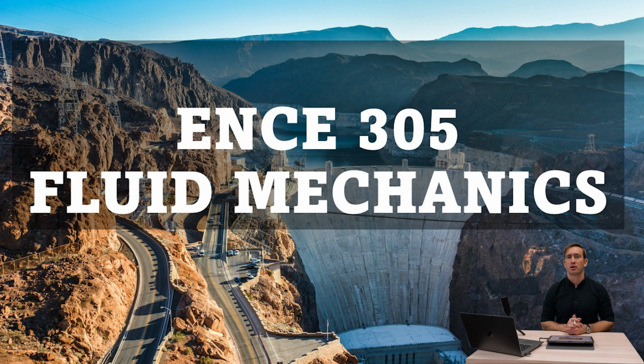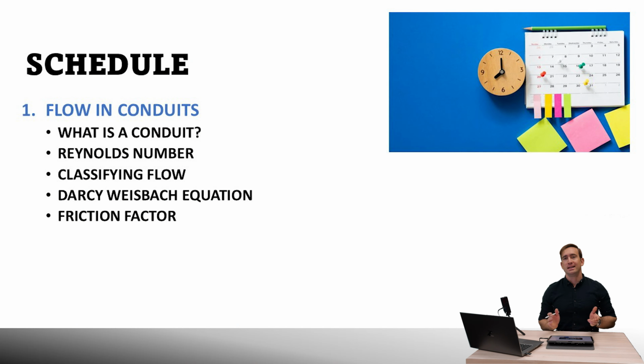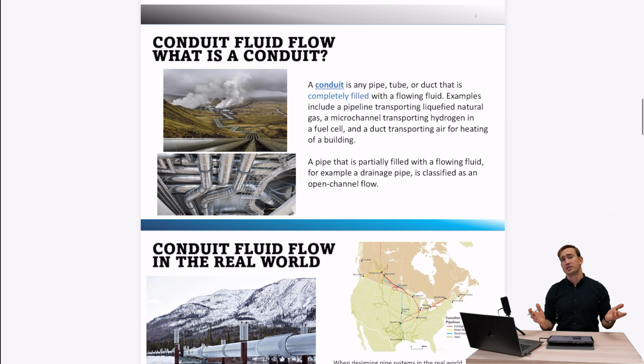Let's take a look at what we're going to talk about in this video. In this video, we're going to talk about the flow in conduits, or pipes. We're going to discuss, number one, what is a conduit? We'll talk about the effect of Reynolds number, how we classify flow, as well as the Darcy-Weisbach friction factor equation, and discuss roughness in pipes and how we calculate the friction factor so we can calculate the head loss in these conduits.